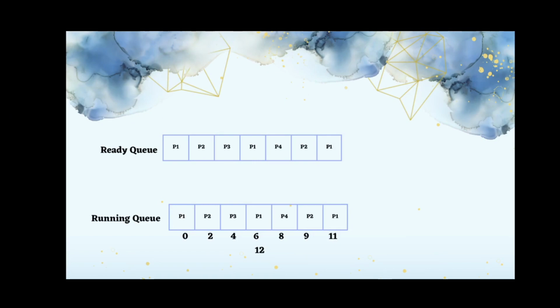Now P2 will be added to the running queue and P1 will be added to the ready queue because there are 3 milliseconds left in P1's burst time. So now P2 will run from 2 to 4 milliseconds according to the time quantum.